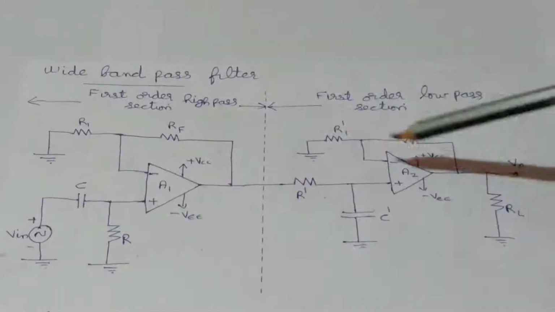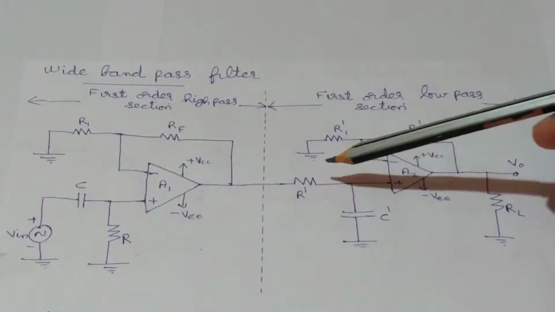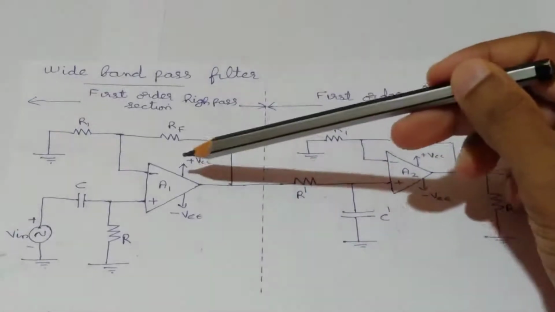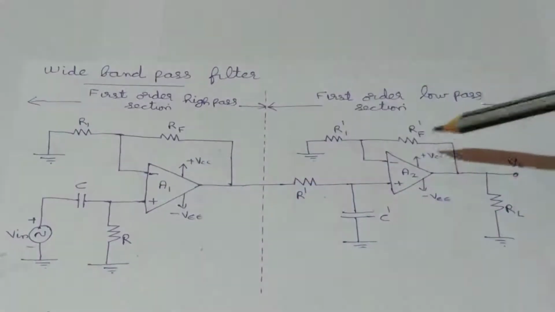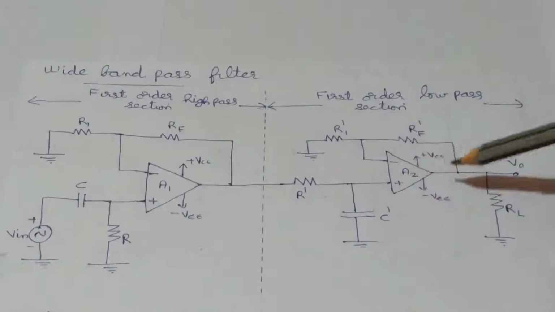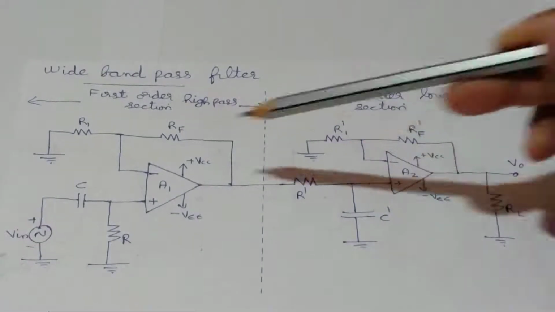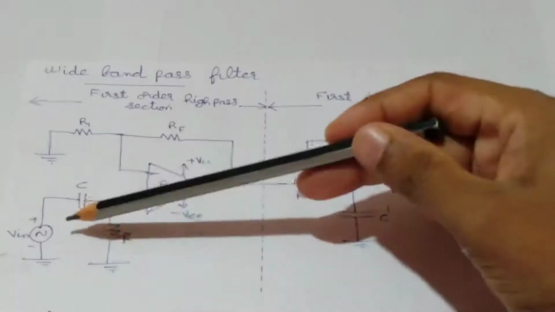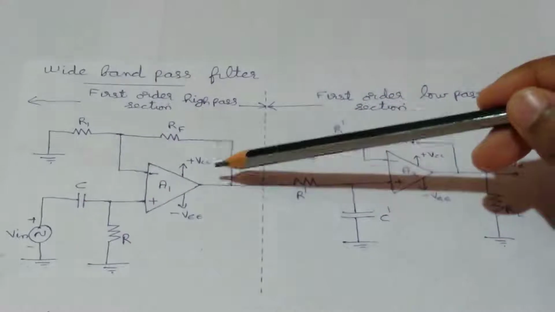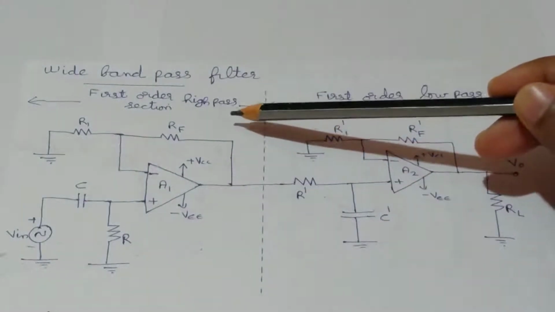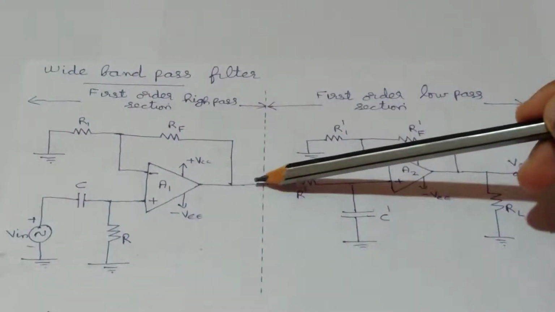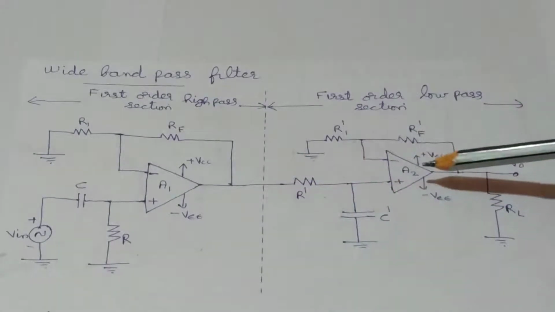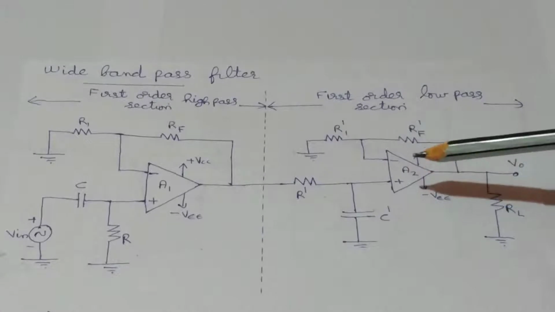Now this circuit diagram is for a plus or minus 20 dB per decade wide band pass filter. So here a first order high pass filter and a first order low pass filter are used, and they are cascaded together, or connected in series. And here we can see the input is applied to the first order high pass filter, and the output of the first order high pass filter is connected as the input to this first order low pass filter.